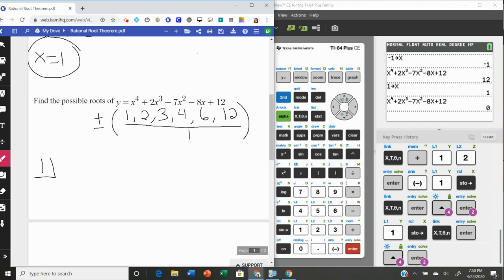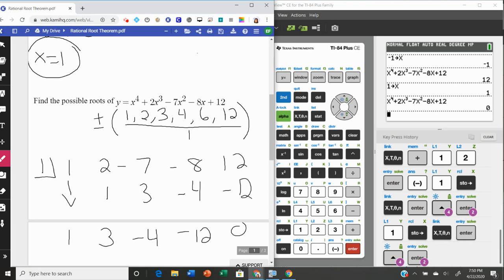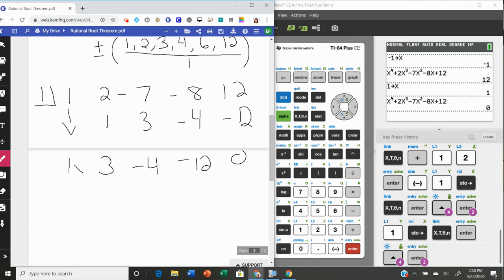So I'm actually going to use the fact that 1 is a factor in my division here. So 1, 2, -7, -8, 12. So bring that down, that's a 1. So 1, 3, -4, -12, 0. So that's a beautiful thing. So I know I did that piece correct. If I throw my variables back in there, always 1 less degree than what you started with. So I now have this cubic here that I can go ahead and keep testing.